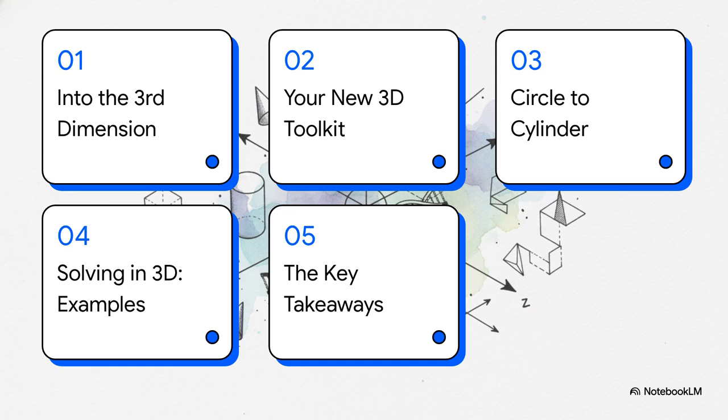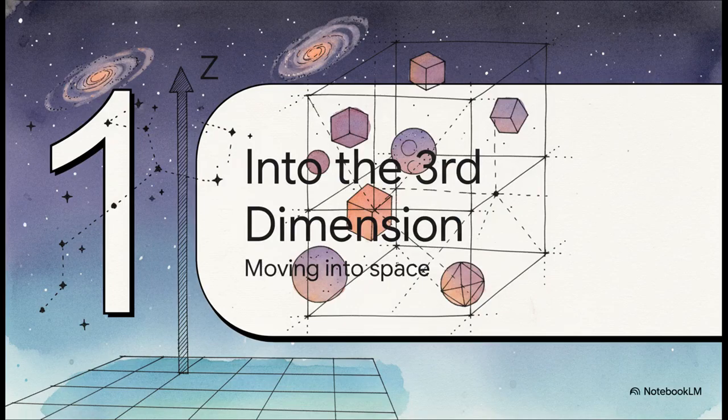First, we'll officially welcome you to the third dimension. Then we'll get you geared up with a new 3D toolkit. After that, we'll look at the crazy way a circle can become a cylinder. We'll run through some examples to see it all in action, and then we'll wrap up with the key things you've got to remember. All right, let's do this.